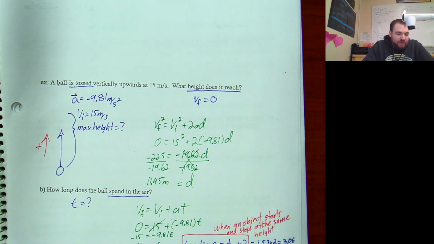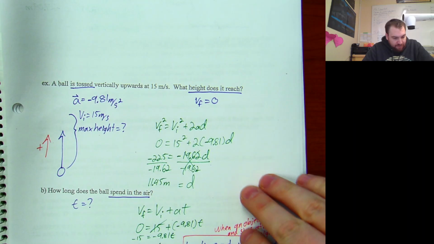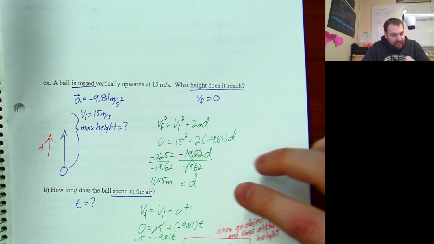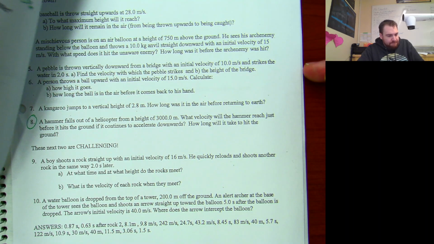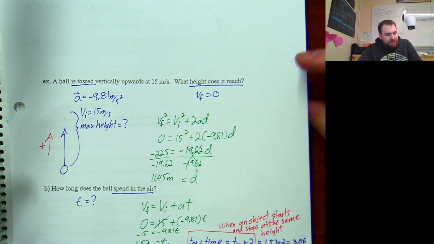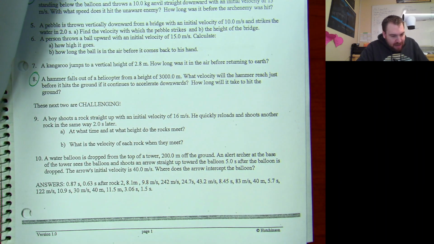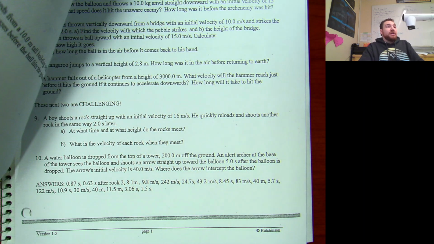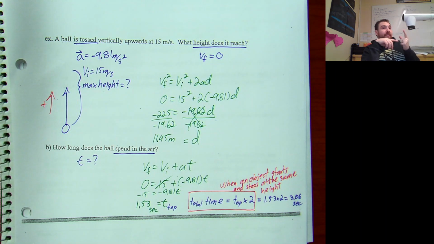At the maximum height, you need to recognize that the final velocity is 0, and you'll figure out the maximum height of that object. What did you guys get for 3a? 40 meters? Okay. And then how long does it spend in the air? It says from being thrown upwards to being caught. You can make the assumption that the ball thrown upwards and the ball being caught are starting and ending at the same height.